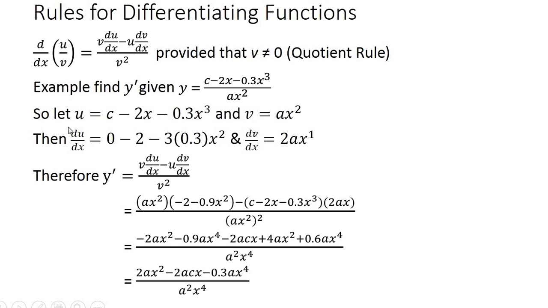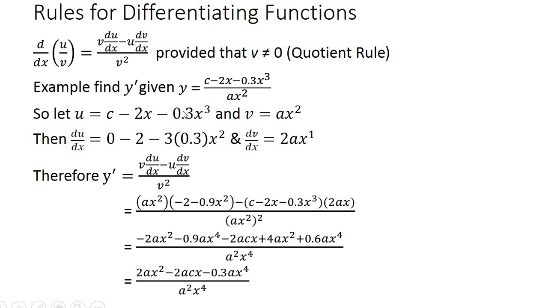So you can use this substitution and say let u be equal to c minus 2x minus 0.3x cubed, and let v be equal to ax squared. If you differentiate u, c is a constant, so it will give you a 0. If you differentiate 2x, it will give you a 2.